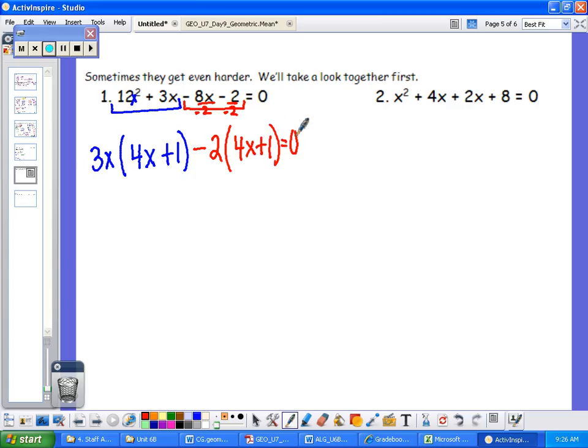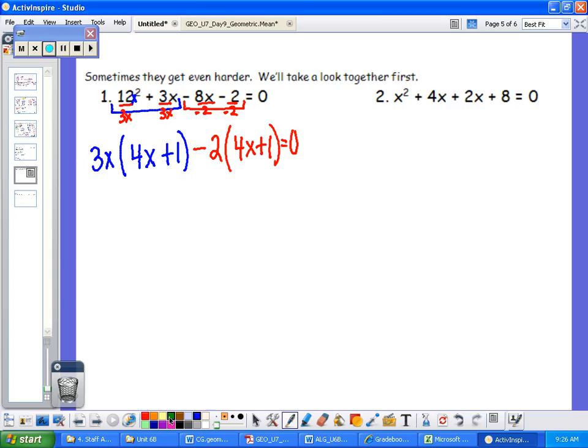Remember, I need the same thing in parentheses. And I'll go back one step really quickly. Remember that when you took out the greatest common factor here, you need to divide by the greatest common factor and divide by the greatest common factor. And that's where I got the 4x plus 1 below.